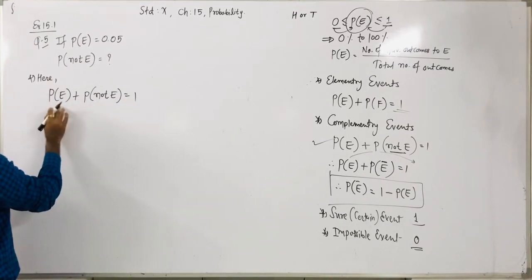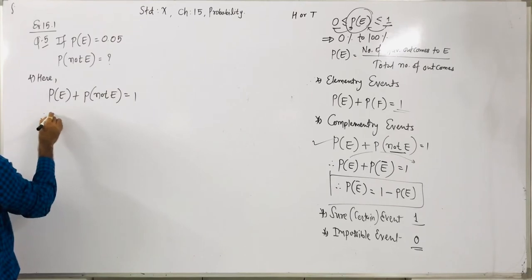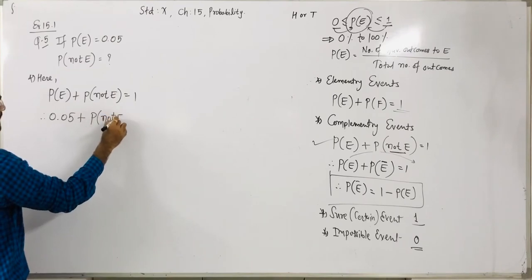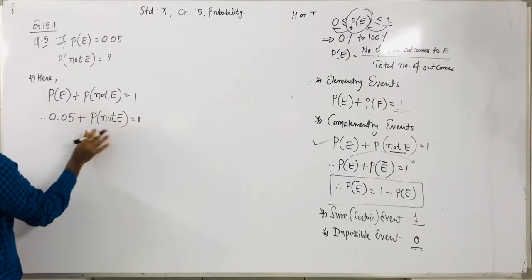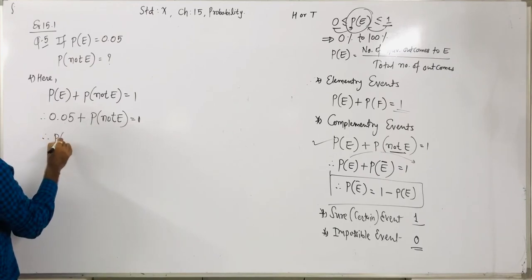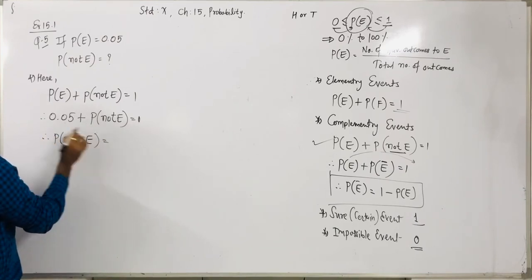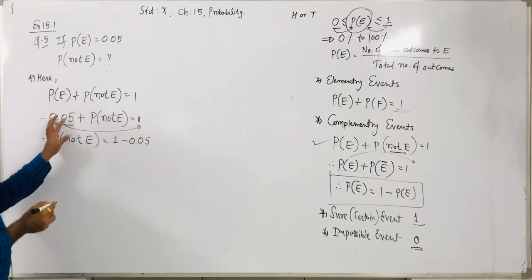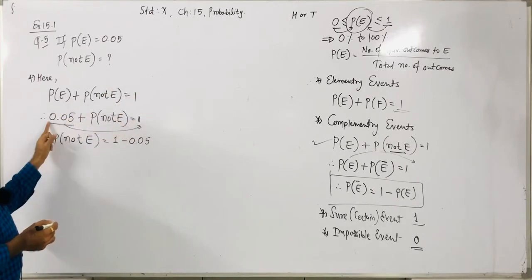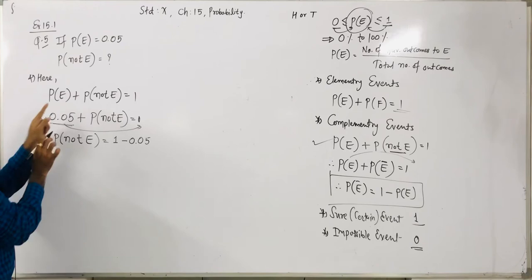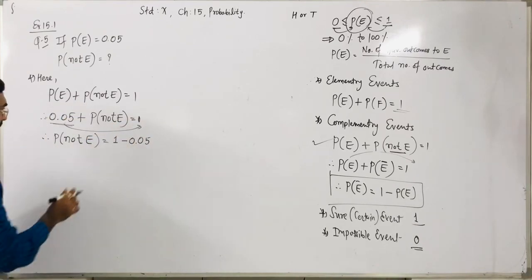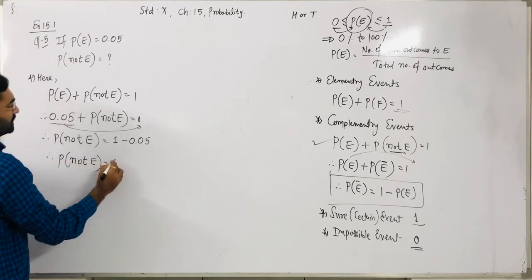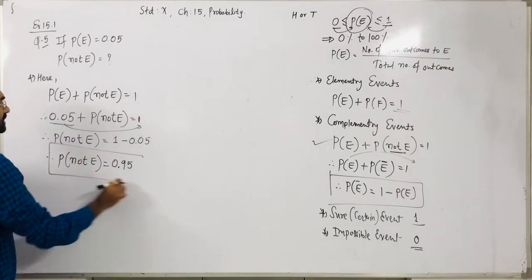In that, the P of E value they give is 0.05, and we have to find the P of not E value. So we write it as equal to 1. We take P of not E on the left hand side only, but the numerical value 0.05 we take to the right hand side, where it becomes a minus. If any number goes to the other side of the equal sign, its sign is changed. Here it is a plus sign, so when it goes to the other side it becomes a minus. So 1 minus 0.05, we get the probability of not E is equal to 0.95. So this is our 5th question answer.